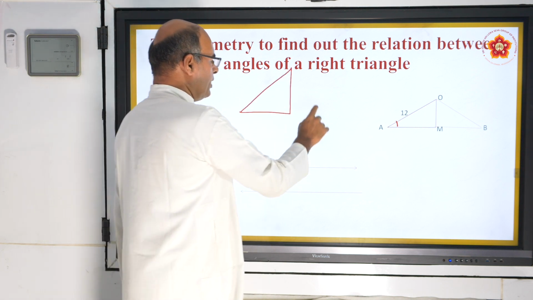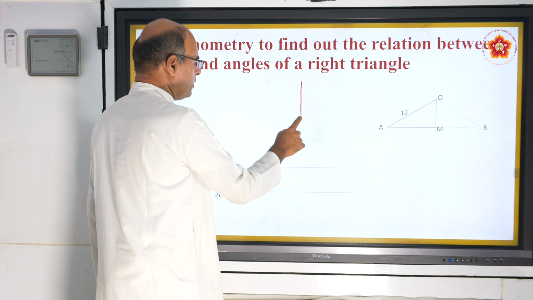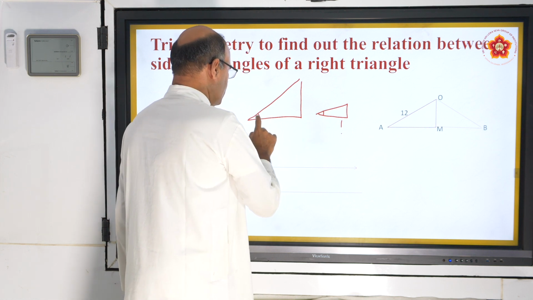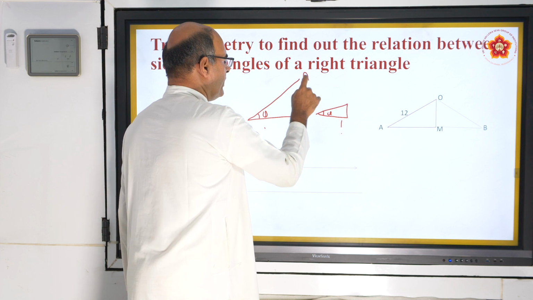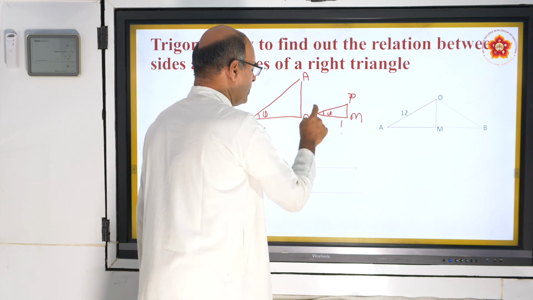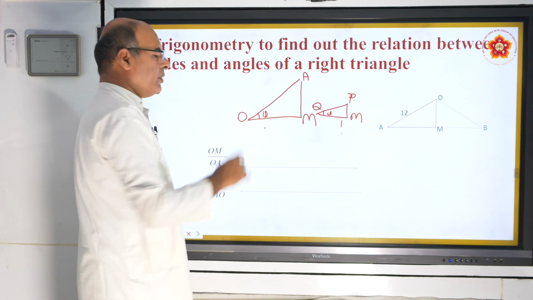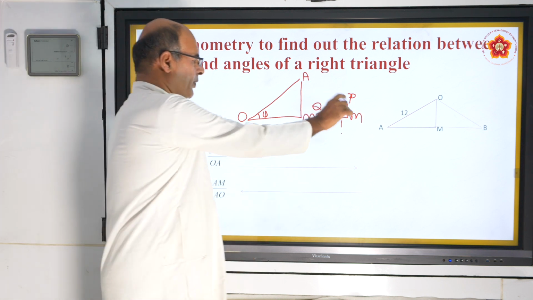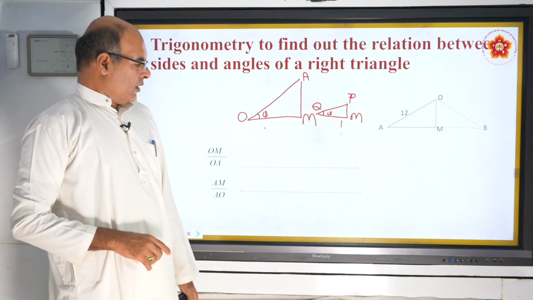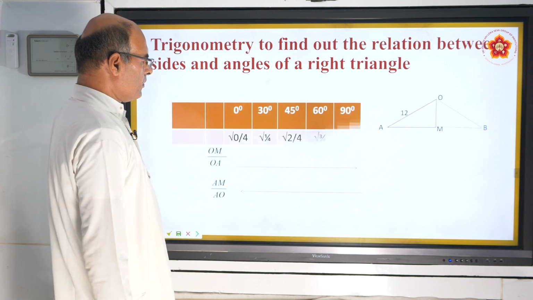The triangle may be big or small. If this angle is theta, then AM by AO is equal to PM by PQ, or PM by AM is equal to PQ divided by AM, or PM by PQ is the same as AM divided by AQ, and its value is given, and it is called sin theta.